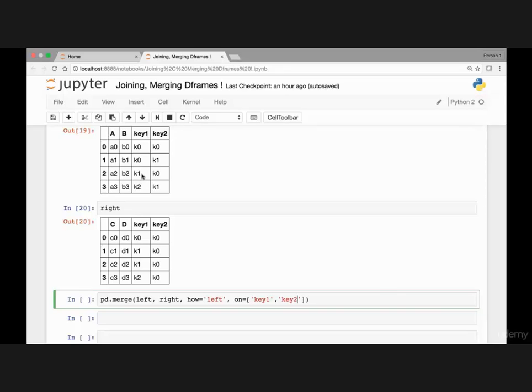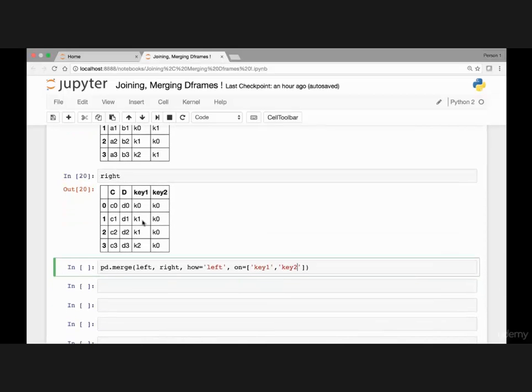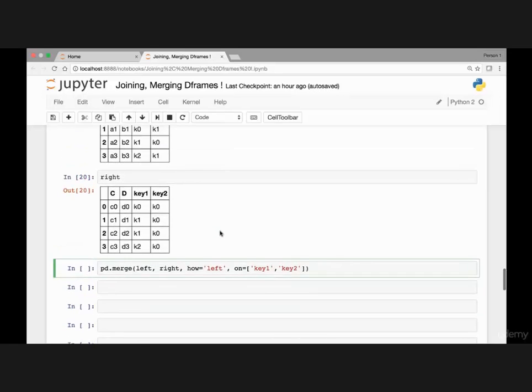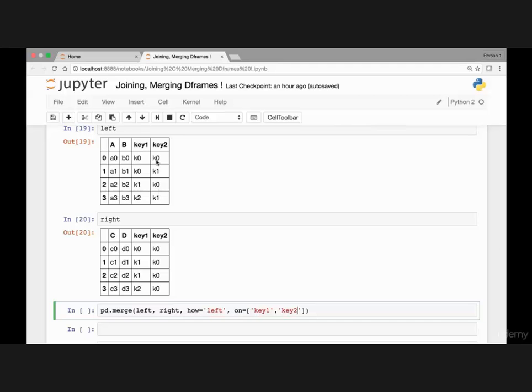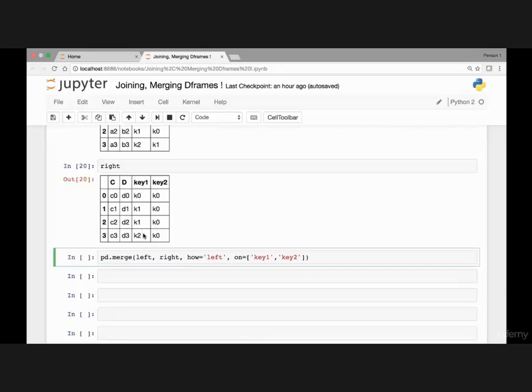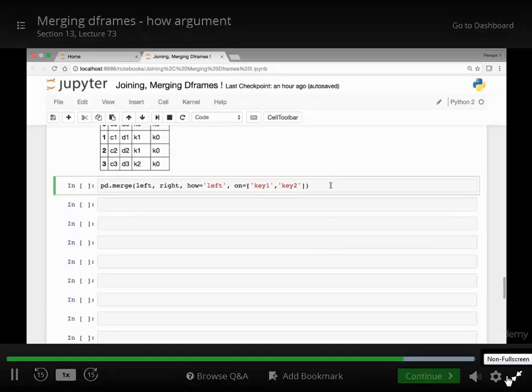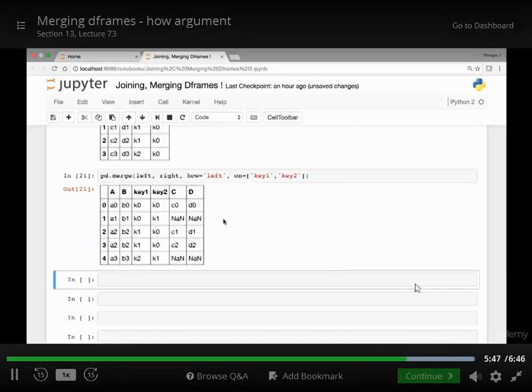Next, it will check for K1 and K0 in the second data frame. Do we have that? K1, K0. Yes. Actually, we have two of them. So we'll have two rows. And then finally, it will check for K2 and K1 combo. Do we have K2 and K1 in the right data frame? K2 and K1. No. So for that, we'll have no value, not a number, NaN, on the right data frame. Okay, let's run it and show you.